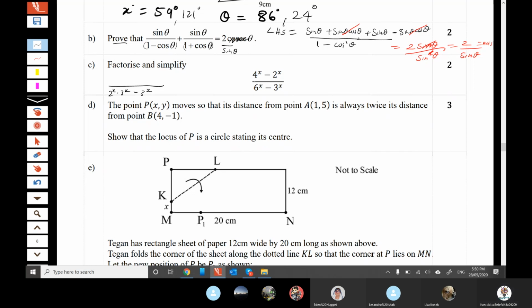And what about the top? 2 to the 2x minus 2 to the x. Yeah. I'll leave it, actually. That's what you said. Okay. And then what would you do? Factorize. So you got 2 to the x on the top, open bracket. You're left with 2 to the x minus 1.